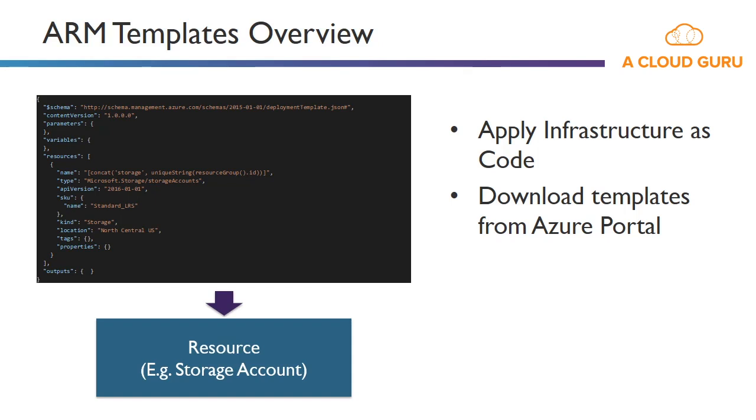We can download templates from the Azure portal if we want to. So if we've built something manually in the UI, we can download a template from everything we deployed. If you go into your resource groups, you'll actually see your deployments there that you can grab the code from. In addition, you could simply author new templates.